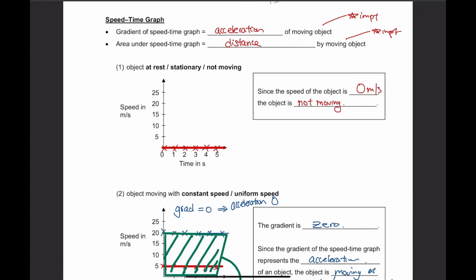Okay, up next we're going to talk about the speed time graph. Speed time graph and distance time graph are very different, mainly because of this: the y-axis down here indicates speed. Previously we talked about distance, so now we're going to talk about the speed time graph. The gradient of the speed time graph represents the acceleration of the moving object. This is very important. And the area under the speed time graph represents the distance traveled by the moving object. The reason for this is that distance is the integral of the speed time graph. You'll learn this more in JC and Poly.